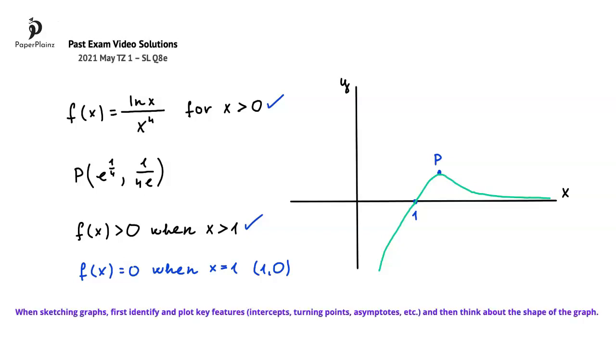When sketching graphs, first identify and plot key features, such as intercepts, turning points, asymptotes, and so on, and then think about the shape of the graph. Here, for example, we started by finding the x-intercept, and then we placed the local maximum, which we followed by looking at the domain, asymptotes, and the general shape of the graph. Another tip is for you to make sure that you label key features when sketching a graph.